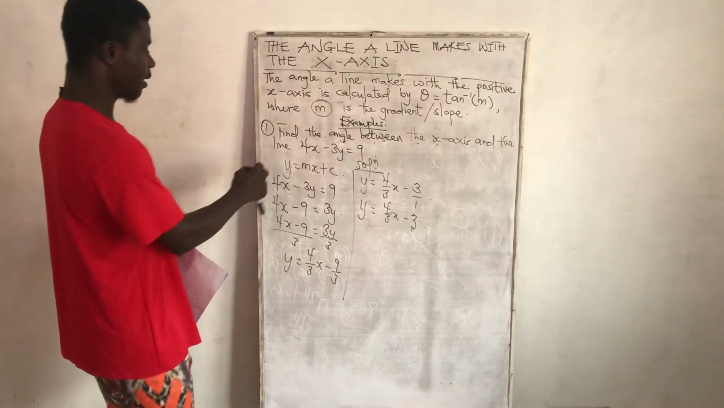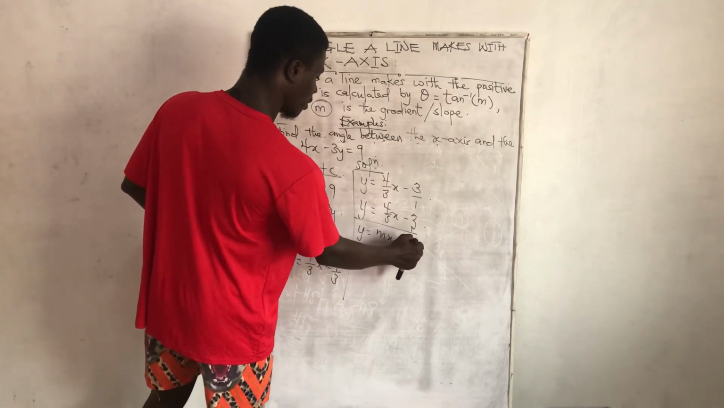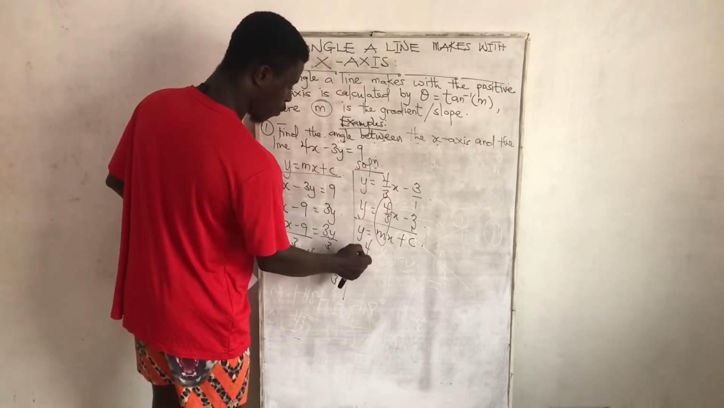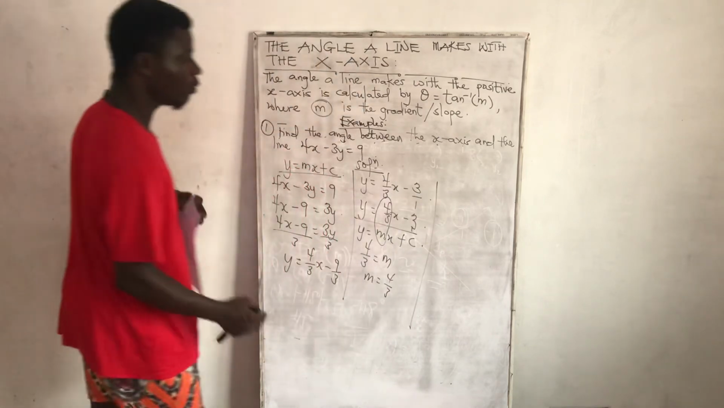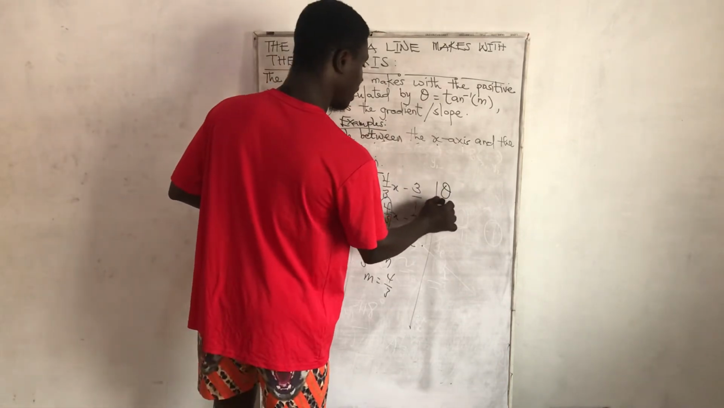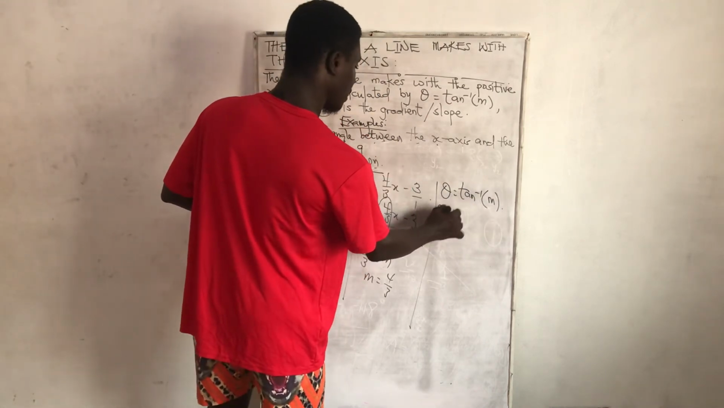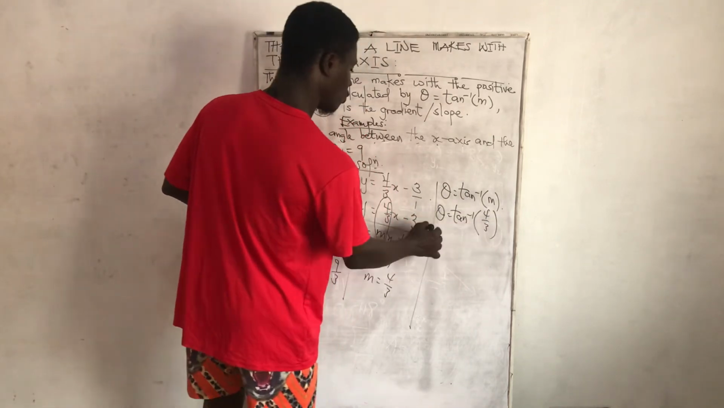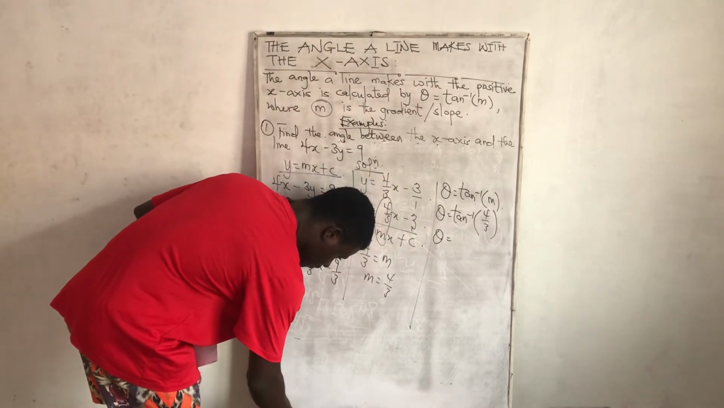So this is now in the form y equals mx plus c, where our m is 4 on 3. Now how can we find the angle between the x-axis and the line? Theta must be equal to tan inverse of m, so theta equals tan inverse of 4 on 3. We have to take the inverse of the gradient.